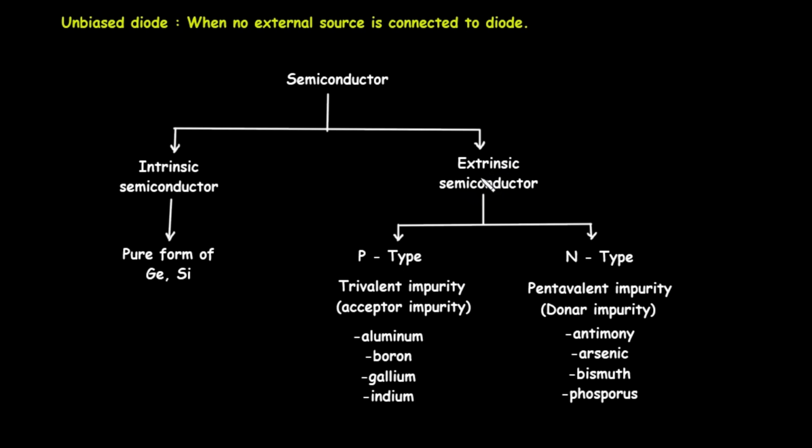An extrinsic semiconductor is an intrinsic semiconductor that has been doped. This category further branches into two types, p-type and n-type. P-type semiconductors are created by adding a trivalent impurity, which is also known as an acceptor impurity. The diagram lists some common examples of trivalent impurities: aluminum, boron, gallium, and indium. N-type semiconductors are created by adding a pentavalent impurity, also known as a donor impurity. Common examples of pentavalent impurities listed here are antimony, arsenic, bismuth, and phosphorus.